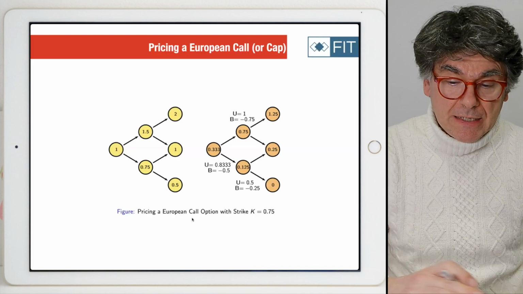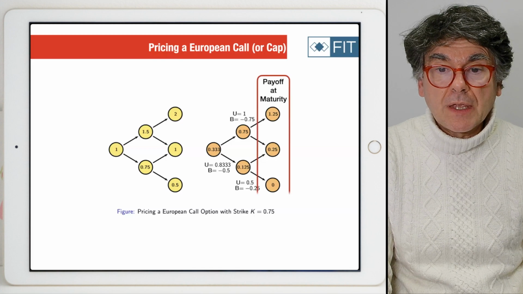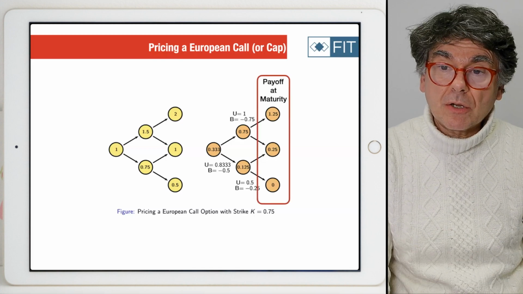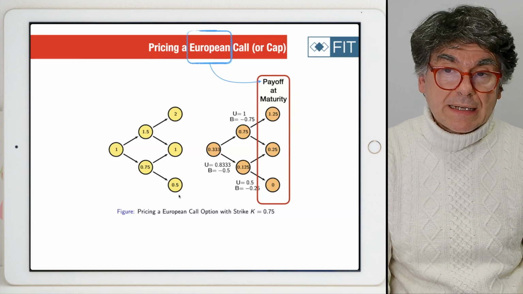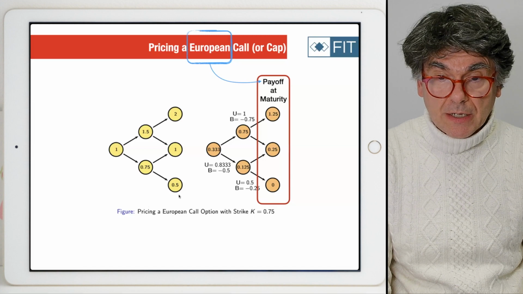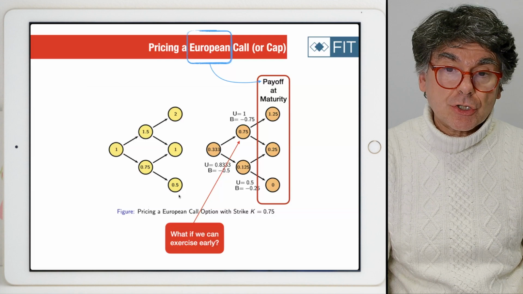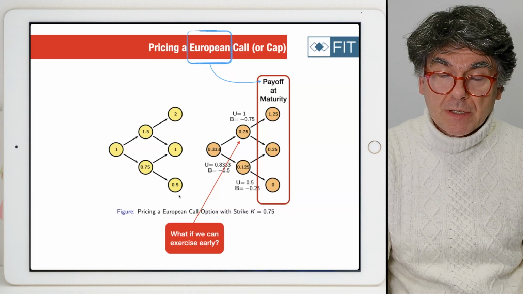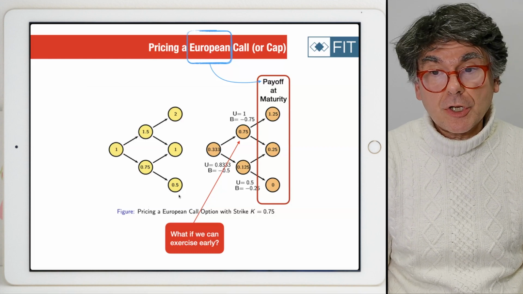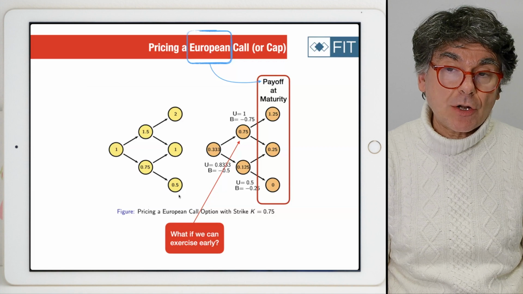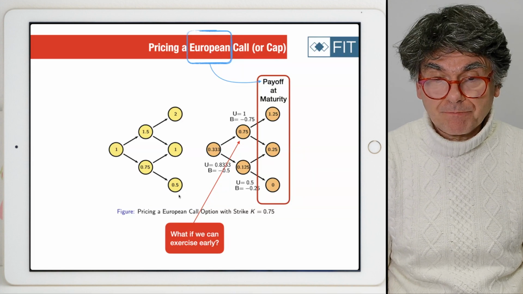Now, this is within the realm of European pricing. We just have to wait until maturity, and the payoff happens at maturity. And this is why we attach the adjective European to these options. And the consideration was, what if we can exercise early? What are the considerations then? If we are at the stock price of $1.50 tomorrow, shall we exercise then or wait until the day after, when we can make more or we can make less?